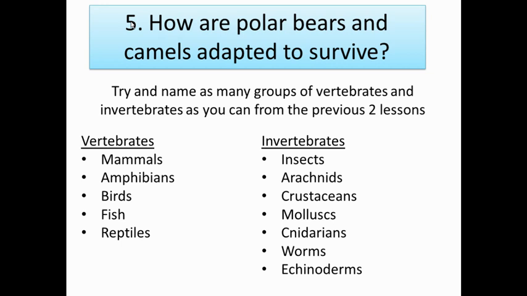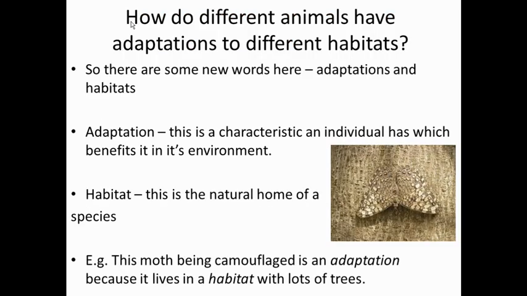So I realise there are some really long, confusing words here. So if you didn't manage to remember all of them, that's fine. If you remembered what animals went into one group but not the name of the group, that's perfectly fine, okay? Well done for what you did manage to remember, okay? It's fantastic. So today we're going to be looking at how are polar bears and camels adapted to survive, okay?